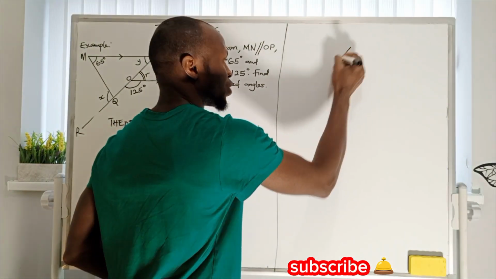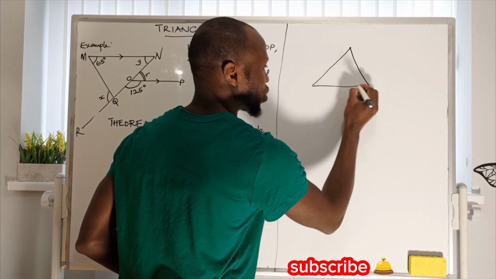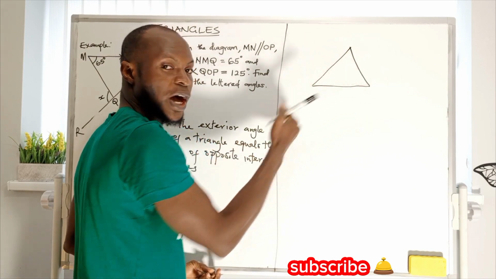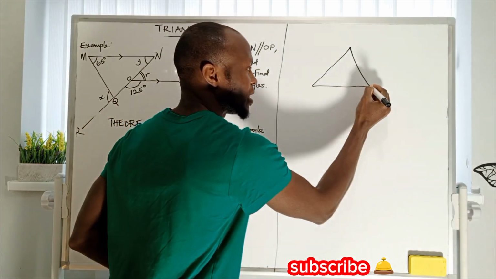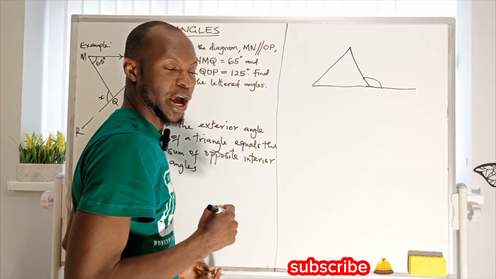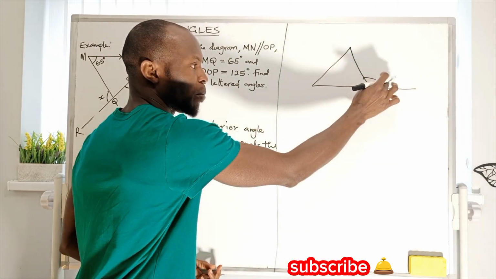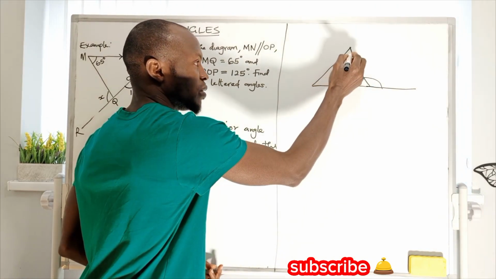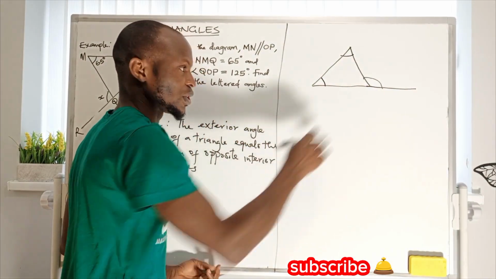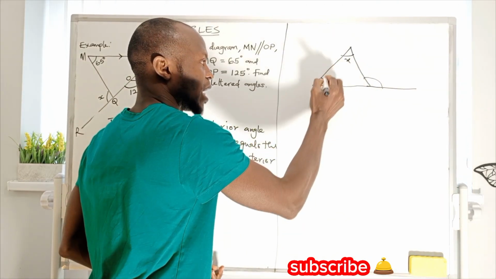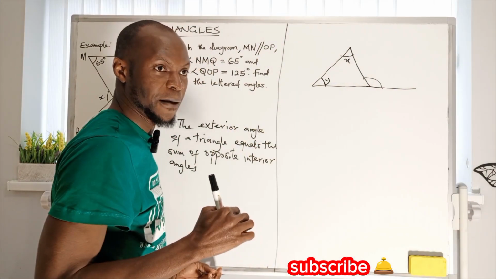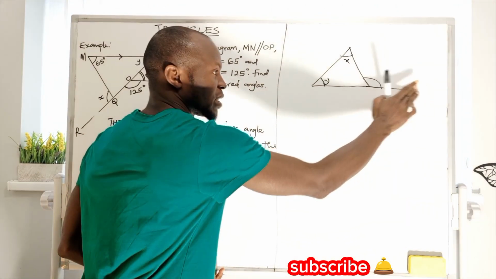Assuming we have this triangle like this. We have only three interior angles in this triangle. If any line is extended, this angle here is an exterior angle of that triangle. The two angles that are opposite this angle, which is outside, if this is x and this is y, if you add these two together, it will be equivalent to this. Okay? So that is the law.